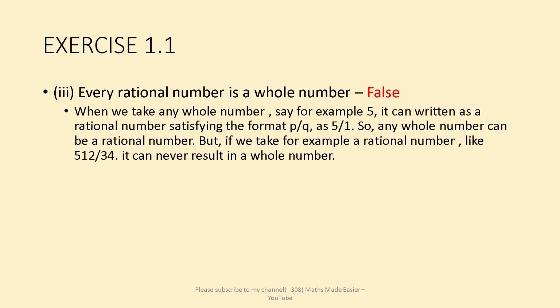Every rational number is a whole number. When we take any whole number, say for example 5, we can rewrite the number 5 in terms of a rational number by satisfying the format of P by Q as 5 by 1. So, any whole number can be considered as a rational number, but the given question indicates that every rational number is a whole number. Take for example a rational number 512 divided by 34. It takes the form P by Q, so it is a rational number. It can never result in a whole number. So, not every rational number is a whole number. The above statement is false.